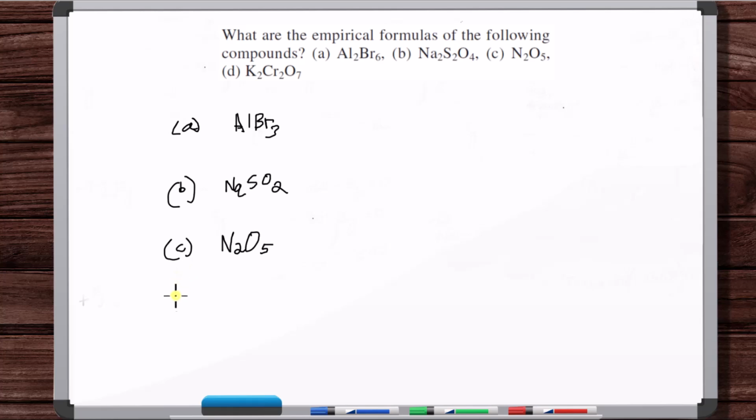Okay, and then D, same thing. That's already the empirical formula. 2 parts potassium, 2 parts, I guess that's chromium, to 7 parts oxygen. Right, that's the simplest ratio of the elements.